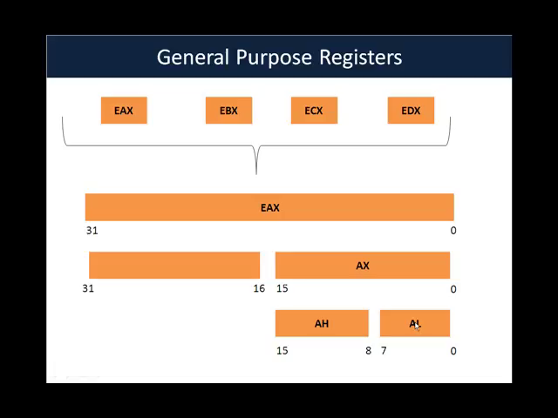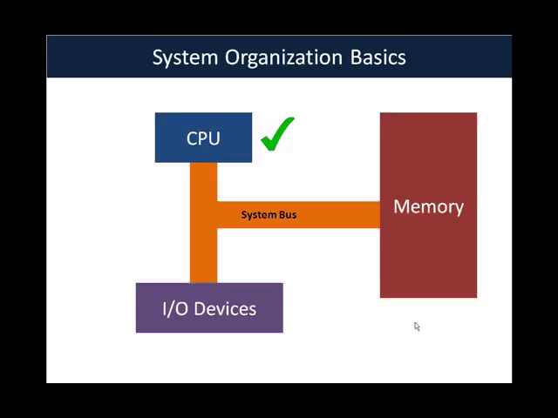But what you just need to remember is that among the general purpose registers, these 4 registers allow selective access to their lower order bits by using a different name, which is AX, AH, AL, or BX, BH, BL, CX, CH, CL, and then DX, DH, DL. Let's move on to the next slide.